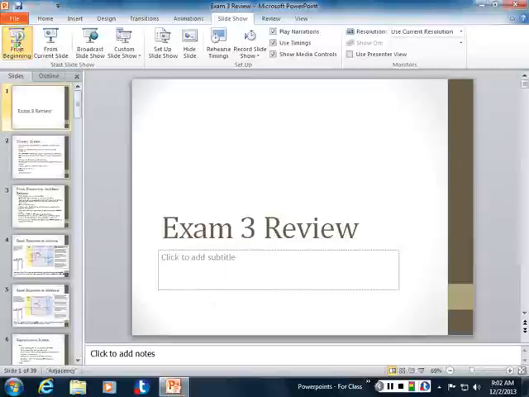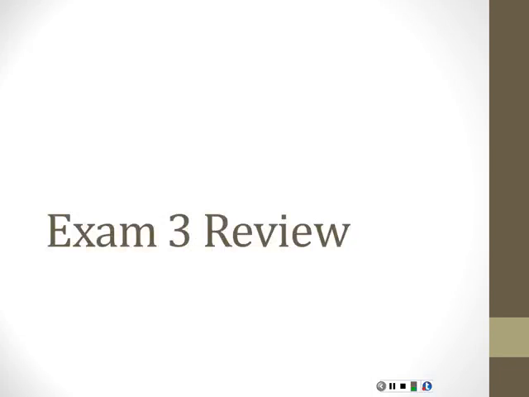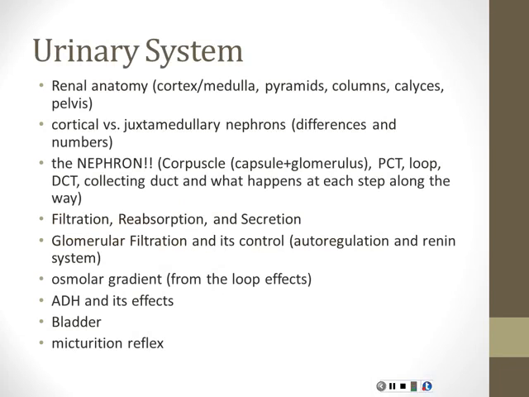I thought we would go over a few things and then we'll do some questions at the end. All right, so the three chapters on this, really it's four, but we have the urinary system, the fluid, electrolytes, and acid-base balance chapter, and then we have the reproductive system and development, right? All right, so things to review and know in the urinary system.